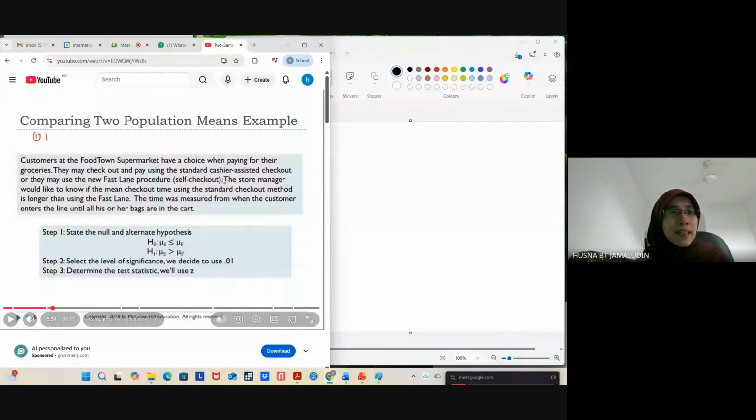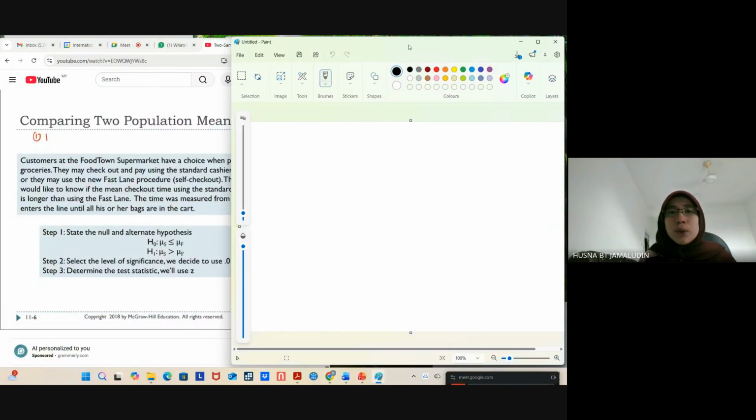And then the second thing, let's just keep reading. The store manager would like to know if the mean checkout time using the standard one is longer. So what do we mean by longer? Longer is you have something like this, longer or bigger.